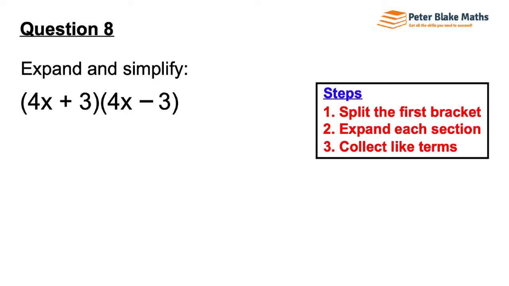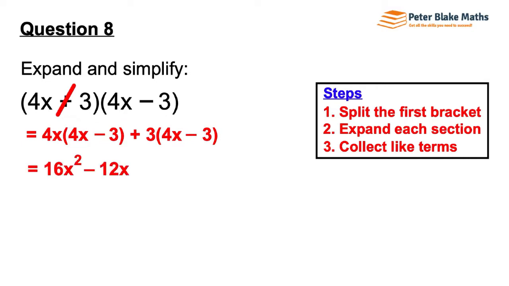But let's do it traditionally first. We'll do this two ways. We'll split that first bracket up, we'll expand each section and then collect like terms and see what happens. Okay, well, split that first bracket and we'll have 4x times the second bracket plus 3 times the second bracket.